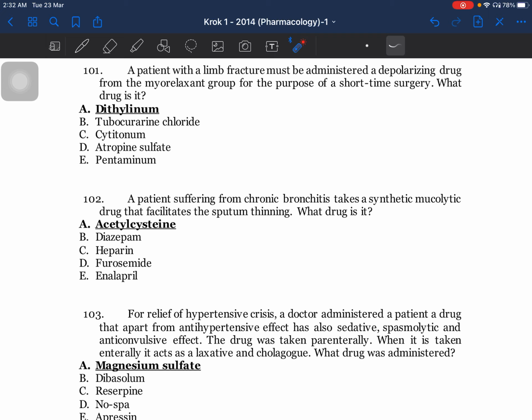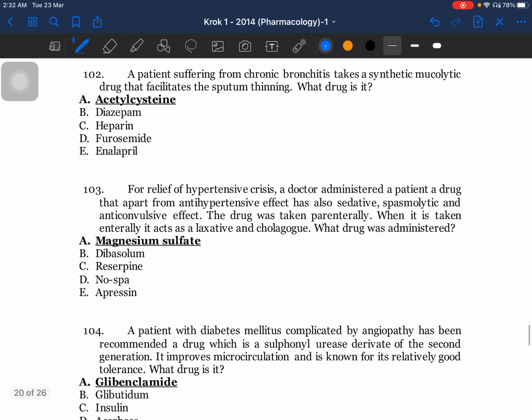So today we will start with question number 101. Question number 101 states that a patient with limb fracture must be administered a depolarizing drug from the myorelaxant group for the purpose of a short-time surgery. What drug is it? This question we have discussed earlier. For this question's explanation, please refer to question number 3.